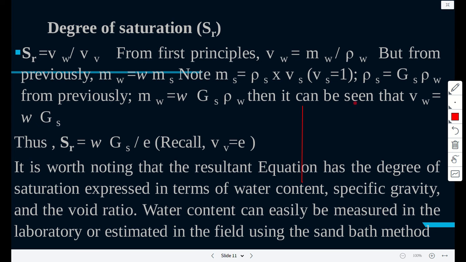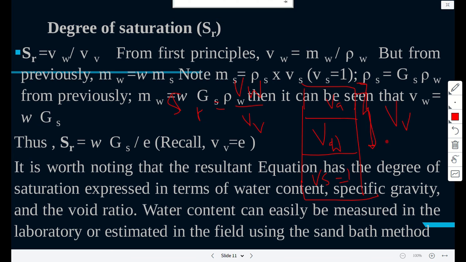I remind you here, we have the volume of solid, this is 1, and the volume of water, and then we have the volume of air. The entire thing is what we are calling the volume of void. So the degree of saturation is the volume of water over the total volume of voids. Okay, that's the degree of saturation.